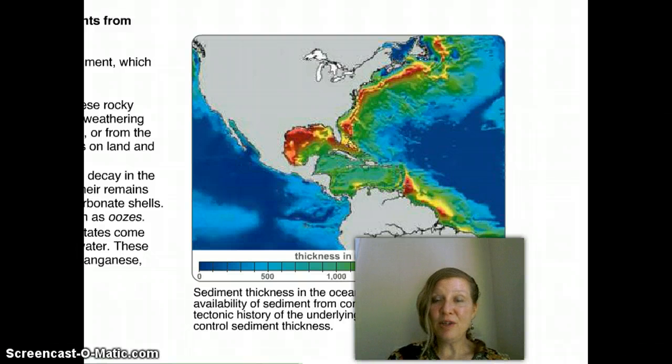Now, the sediment varies in the ocean, and the type of the basin and the availability of the sediment from the continents is something that scientists study. Again, the three terms that you're going to be using in this lab are lithogenous, biogenous, and hydrogenous. Remember, lithogenous is rocky sediments derived from the weathering of parent rock, continental parent rock or volcanoes. Biogenous comes from the decayed remains of tiny organisms, and hydrogenous are chemical precipitates.